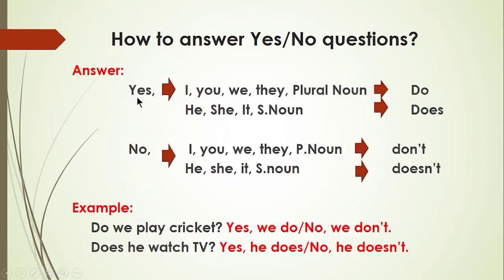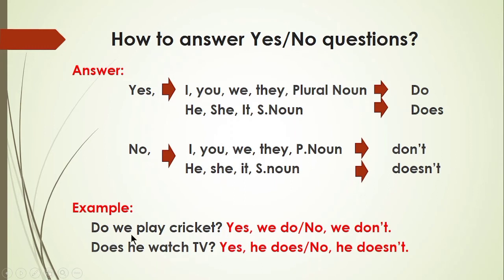This is the structure. If the question is answered with yes, we have yes followed by a comma, then the subject I, you, we, they, any plural subject, and then do. Or if it is singular, yes, comma, then the subject he, she, it, or a singular noun, and then does. Or if we answer it with no, then no, comma, then the plural subject, don't. If the subject is singular, doesn't.